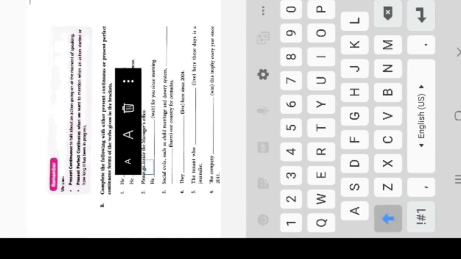Please go inside the manager's office. He ___ wait for you since morning. So what will we write down? Since morning means it is present perfect continuous. He has been waiting.